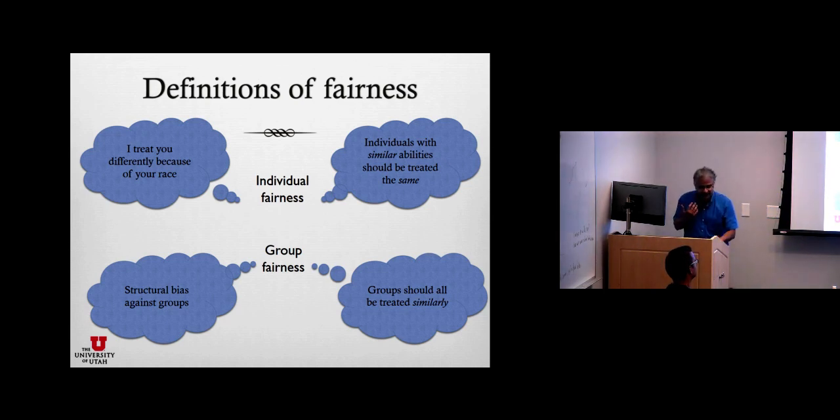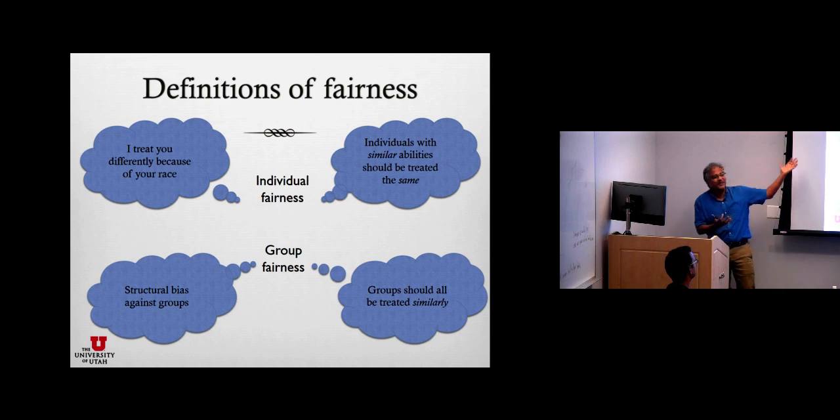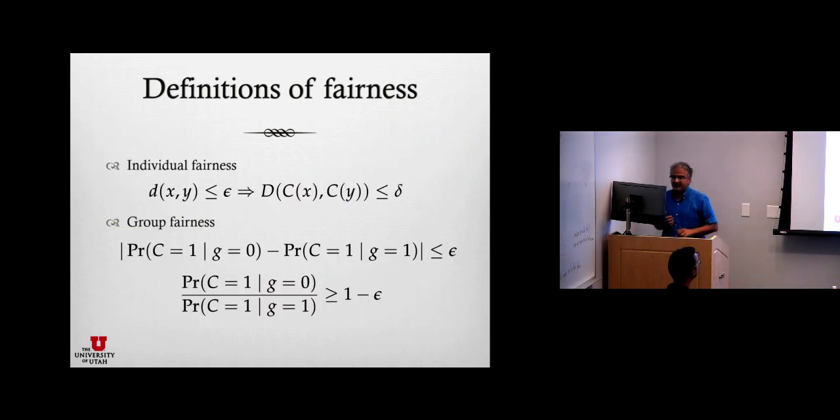Once I have such a definition, the thing I like to joke about is that algorithms speak the language of math. So if you want to translate philosophy, we would translate it into a language that an algorithm will understand. So how do we mathematize these definitions? Well, here's one way you could do it. It's not the only way, but this is one way.